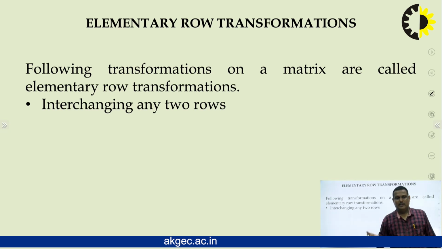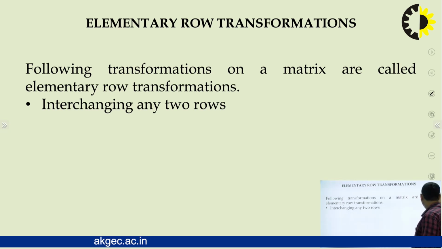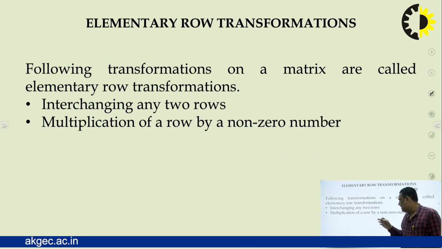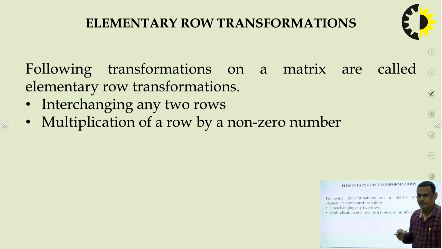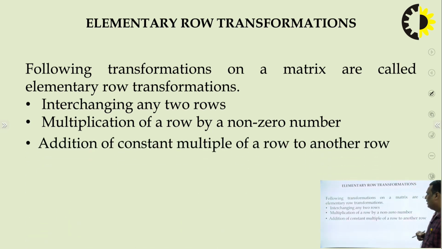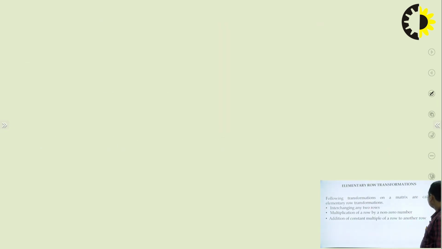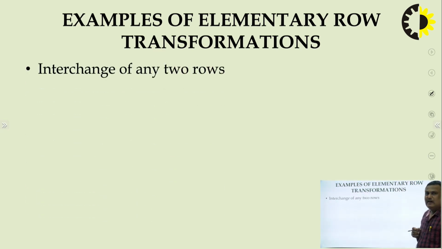Number one, interchanging any two rows. Number two, multiplication of a row by a non-zero number, any non-zero number. And third one, addition of a constant multiple of a row to another row. We cannot add directly; with the help of any other row we have to add a constant multiple. Okay, now examples of elementary row transformation one by one. First one, interchanging of any two rows.